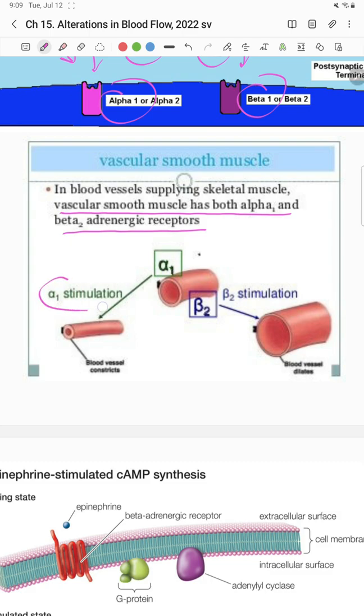When an alpha is stimulated, it causes vasoconstriction. When a beta is stimulated, it causes vasodilation. As you can see, that tube is nice and open.